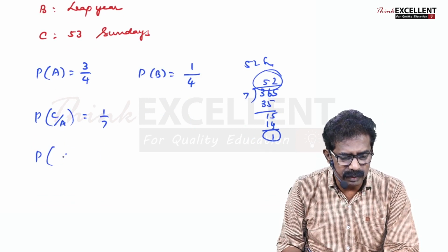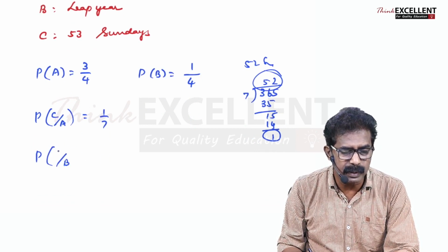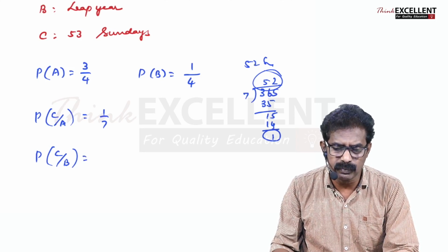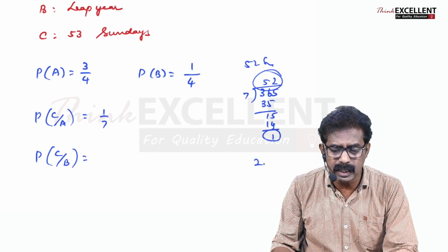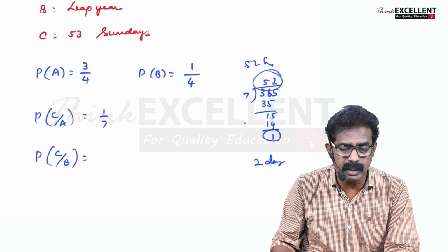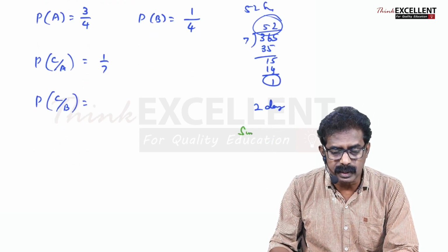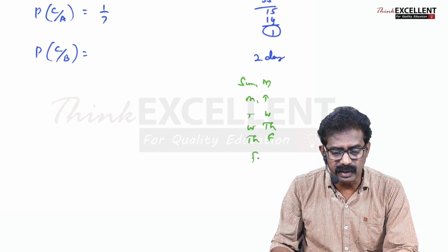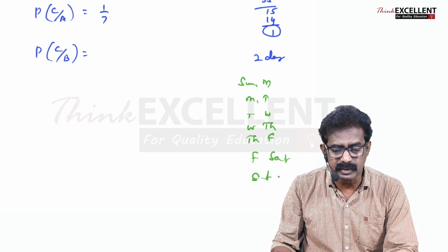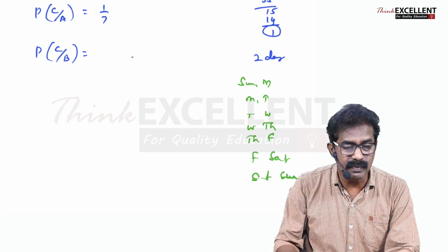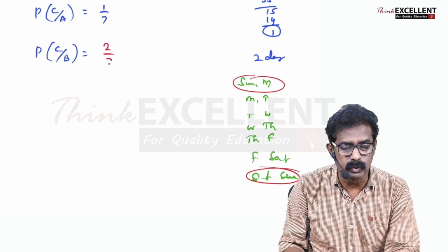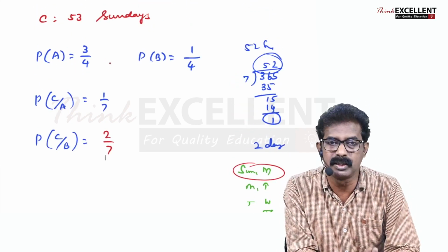Then given a leap year, what is the probability that the leap year contains 53 Sundays? So 366 days. So 52 weeks and 2 days remaining. The 2 days can be Sunday-Monday, Monday-Tuesday, Tuesday-Wednesday, Wednesday-Thursday, Thursday-Friday, Friday-Saturday, Saturday-Sunday. Here also 7 cases, but Sunday in 2 cases. So your answer is 2 by 7.